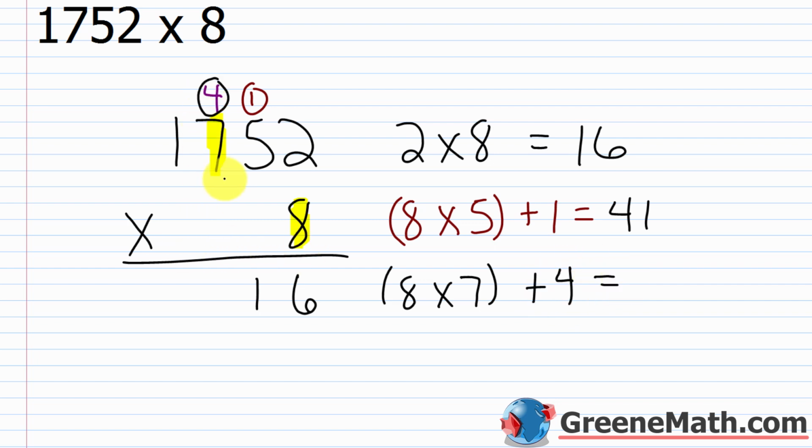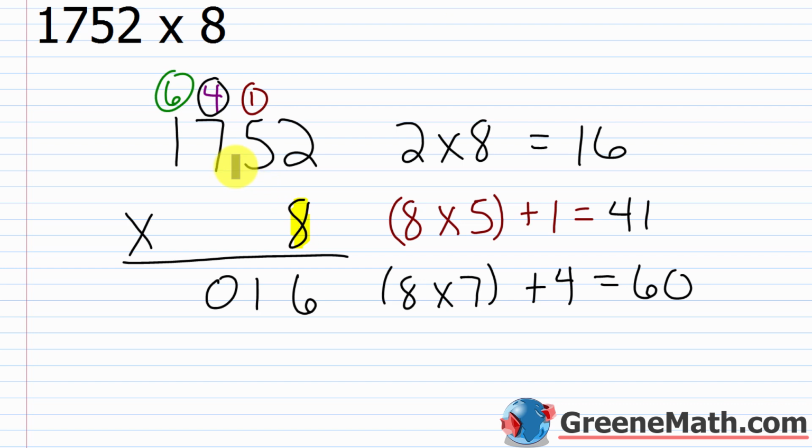So 8 times 7 is 56, plus 4 is 60. Again, we need a carry. So I'm going to take this 0, put that in the answer column, and carry the 6 into the next column to the left. And we have one more multiplication left to do.